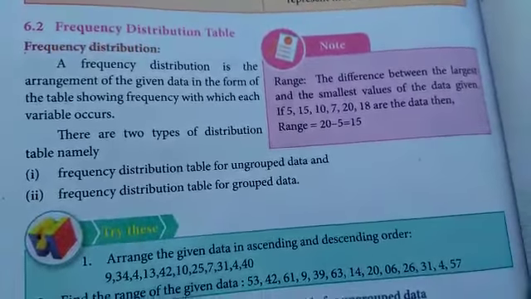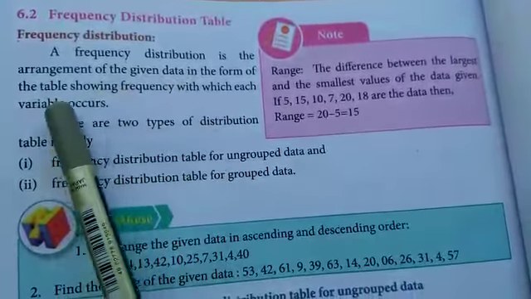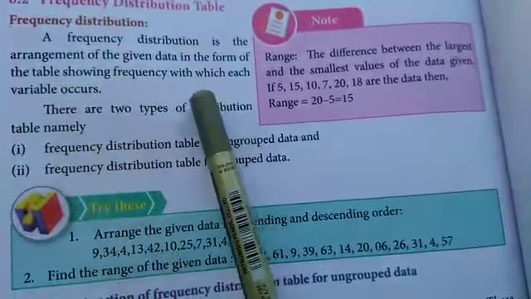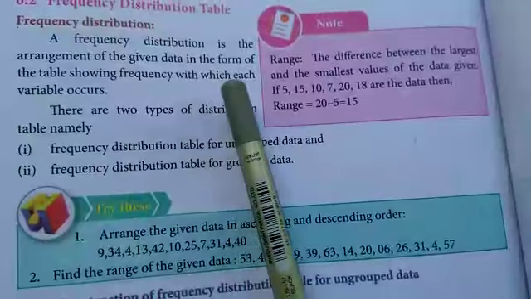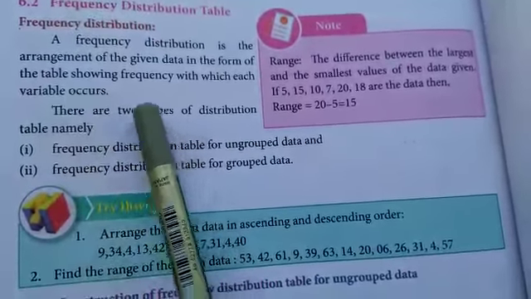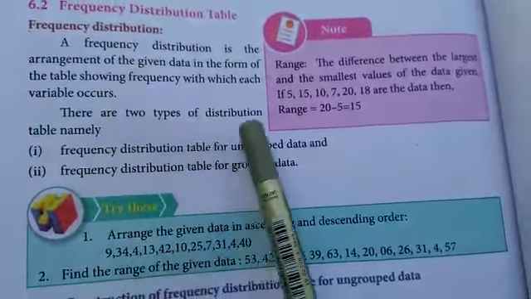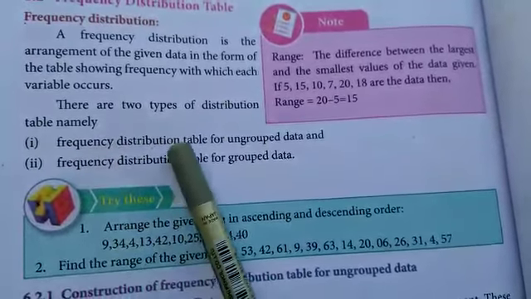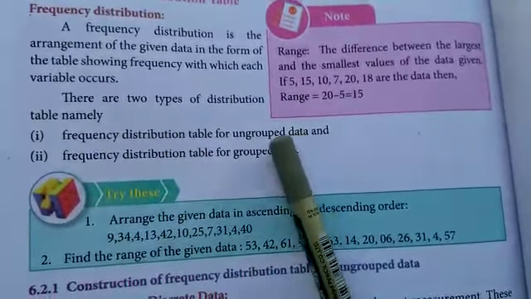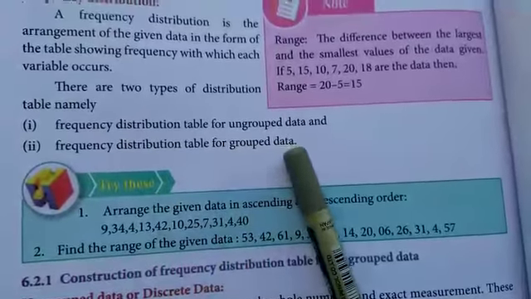Next we are studying the frequency distribution table. A frequency distribution table is the arrangement of the given data in the form of a table showing the frequency with which each variable occurs. Now there are two types of distribution. The first one is the frequency distribution table of ungrouped data. The next one is the table for grouped data.